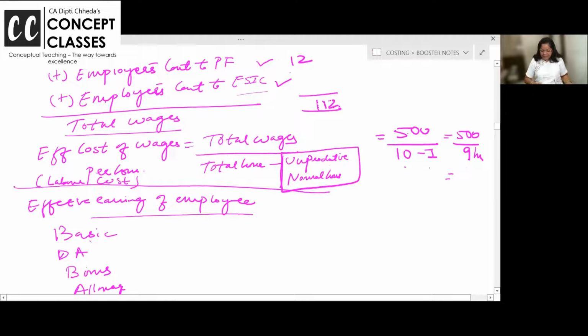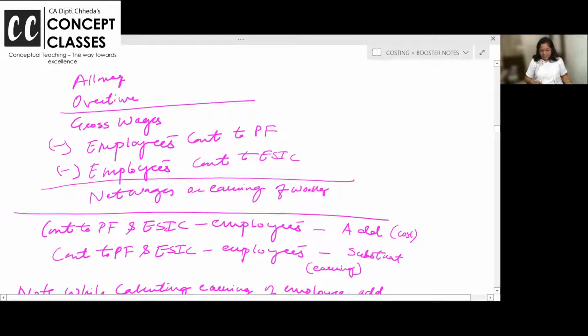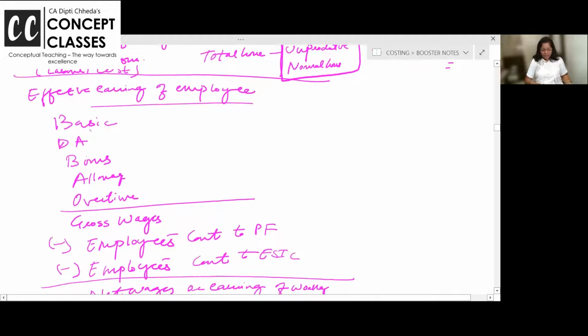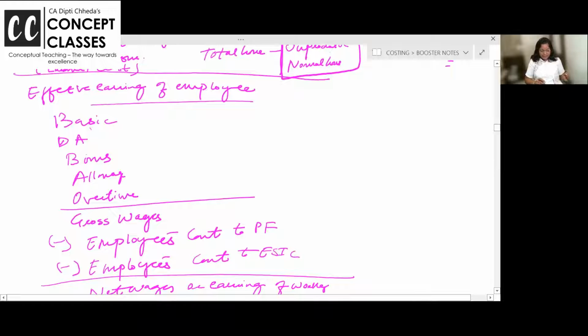Now, sometimes they ask you what is the earning which goes in the hands of the employees. From the employee's viewpoint, he will say, I got basic, DA, bonus, allowance, and overtime. For a specific employee who gets overtime, add overtime here. So this is called gross wages.